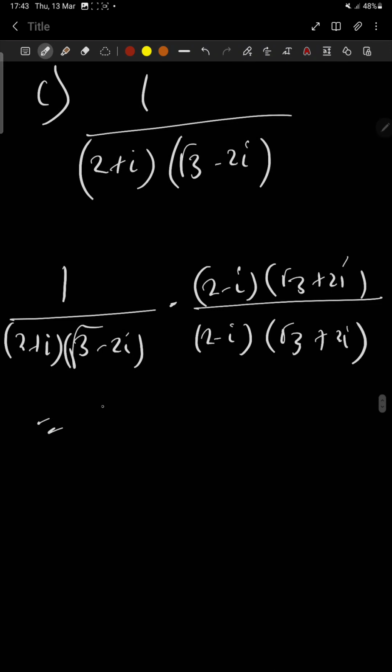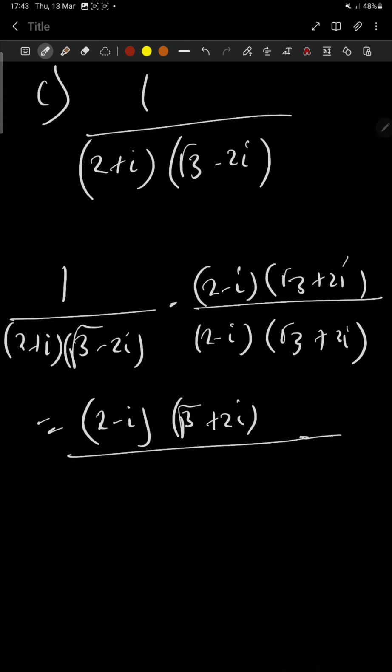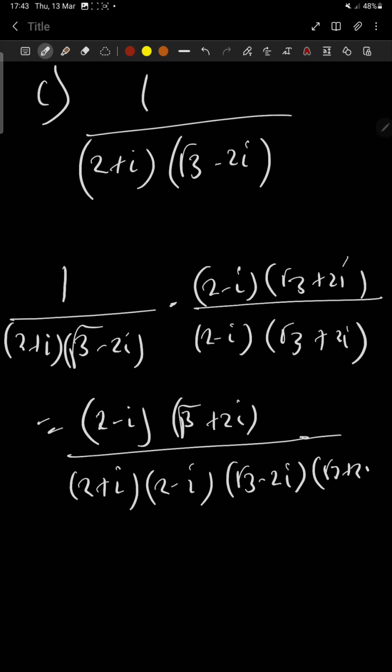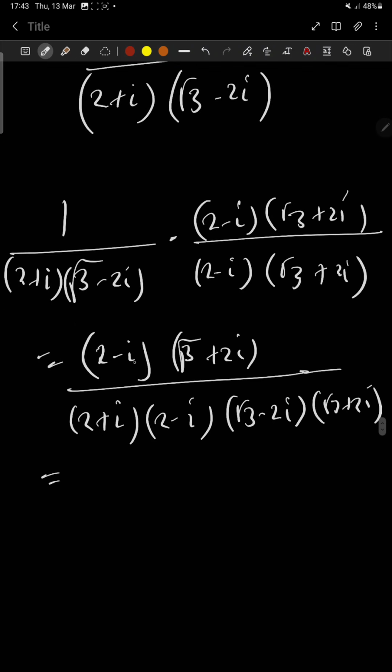Now 1 times everything is just everything. Now here you multiply conjugate to conjugate: 2 plus i, 2 minus i, and square root of 3 minus 2i, and square root of 3 plus 2i. Then expand what is on top.